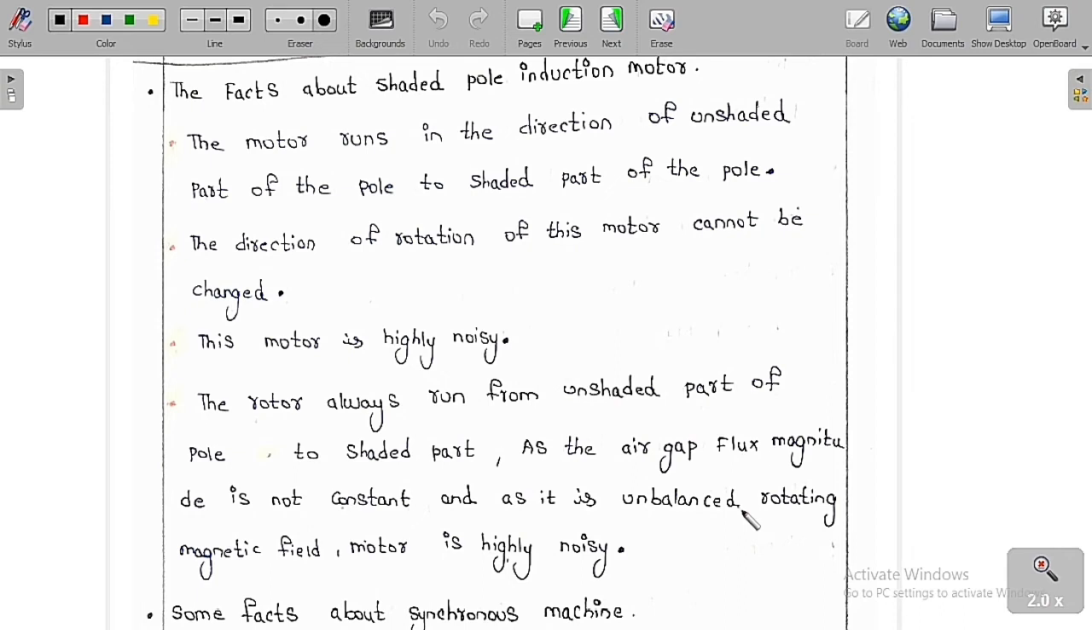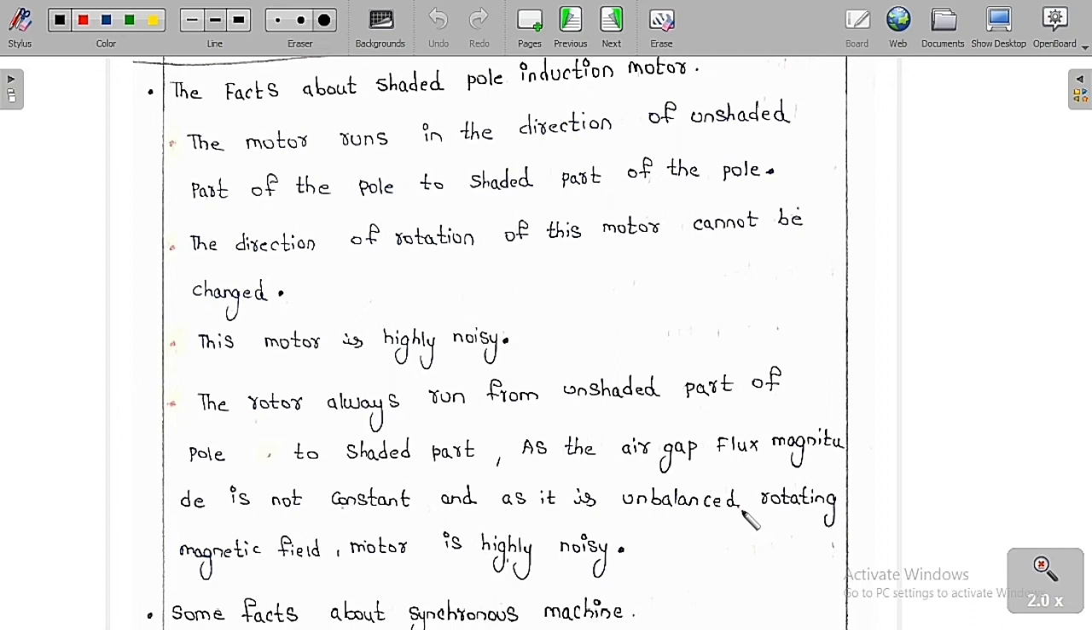So we can say that the motor runs in the direction from the unshared part of the pole to the shared part of the pole, and the direction of rotation of the motor cannot be changed if the shading poles are fixed. Suppose if you can vary them, yes, then you can change the direction of rotation of this motor.